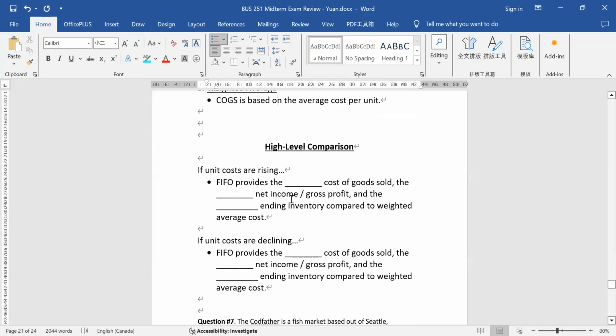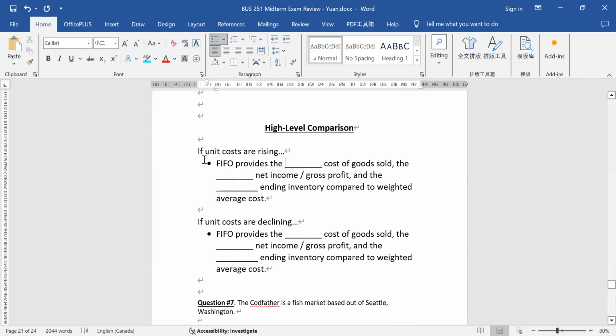And before we start, there's a question here. If unit costs are rising, then does FIFO provide the higher or lower cost of goods sold? Because costs are rising and it's first in, first out, the previous ones will be cheaper, right? So FIFO provides the lowest cost of goods sold and the highest net income.